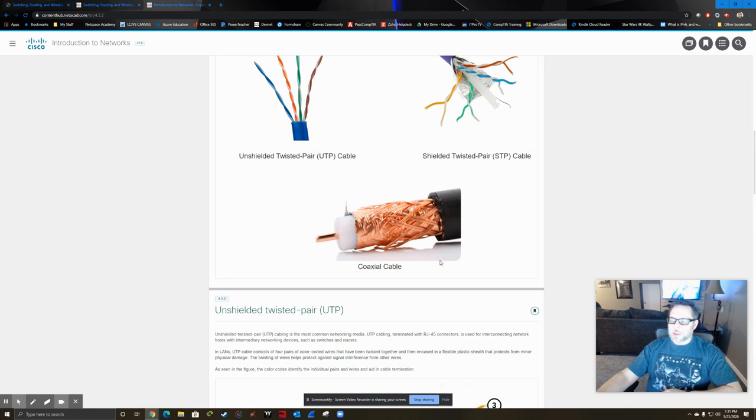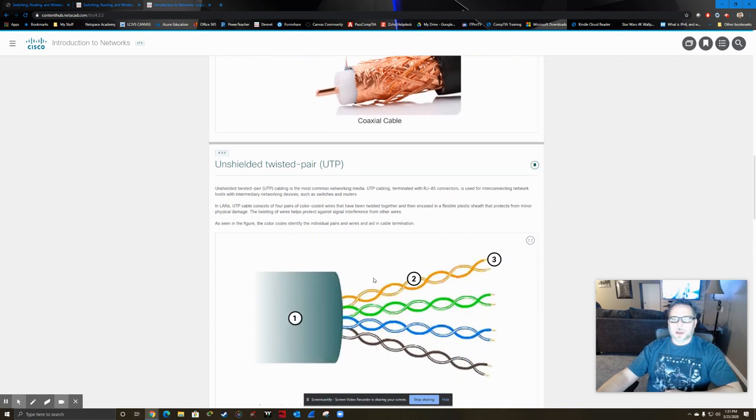Back in the day, there was a network system called 10Base2 or ThinNet, and that used thin coax like you see here.